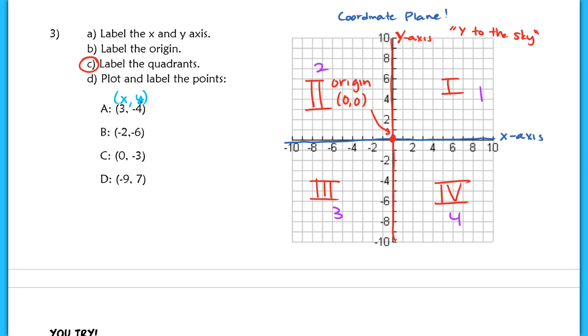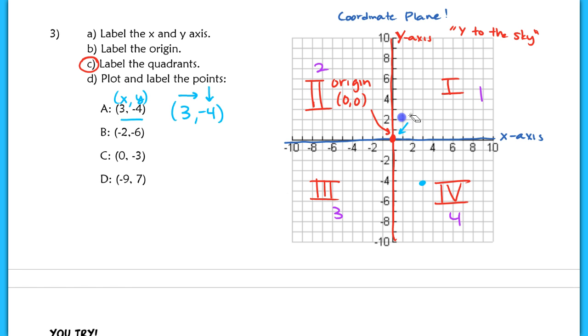When you plot a point, you always start at the origin. This tells me the direction I'm going to be moving. The 3 is positive, so I'm traveling to the right 3 units, which puts me right there. Then the second number, the y, tells me to go either up or down. Because it's negative, I'm going down 4 units, which places me right here. That's where point A is graphed.